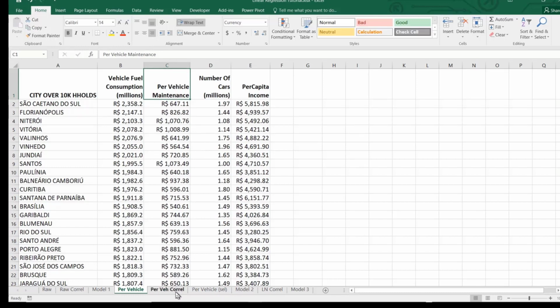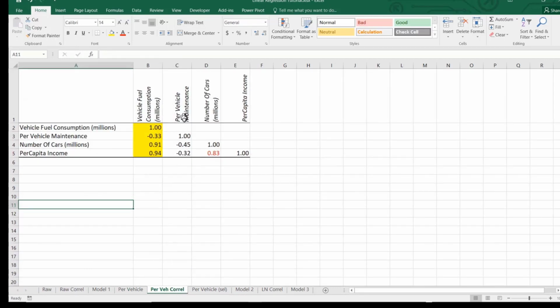And when you do that, let's see what happens now. Now we kind of took care of a substantial amount of collinearity or correlation among predictors. And notice what happened here now. On a per car, per vehicle basis, there is a negative correlation between maintenance expenses and fuel consumption. I don't know why, no idea why, but this is what the data tells us, that in a city where people spend more per vehicle in maintenance, they tend to consume less gasoline. So that's a simple way of handling collinearity.